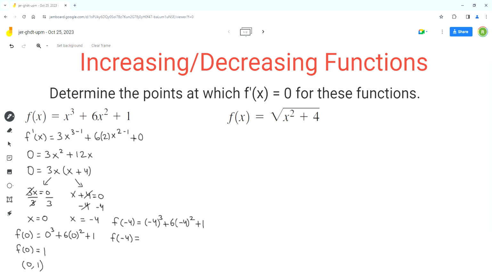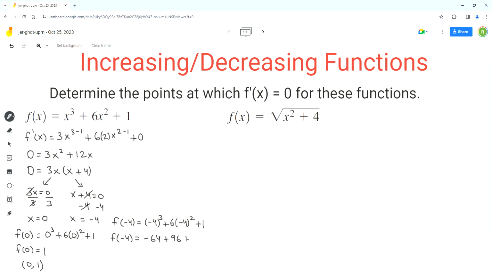equals, so negative 4 exponent 3 will be a negative number, so it will be negative 64. And then negative 4 squared is equal to positive 16. So we'll do 6 times 16, which is equal to 96.